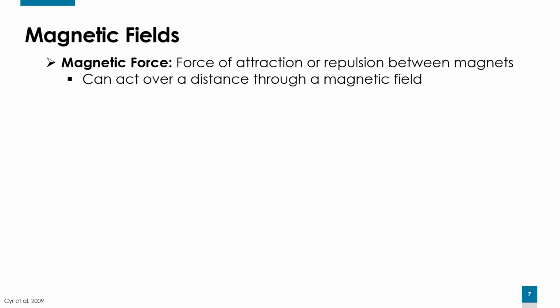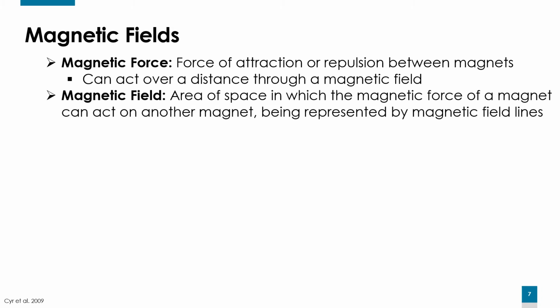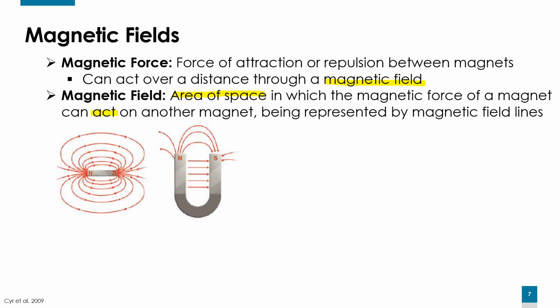Magnetic force is the force of attraction or repulsion between magnets. They can act over a distance through a magnetic field. And what's a magnetic field? A field is the area or region of space in which the magnetic force of a magnet acts on another magnet, represented by magnetic field lines. So here we have, for example, this magnet, and it has its own two poles, north and south, and these arrows represent my magnetic field, okay?